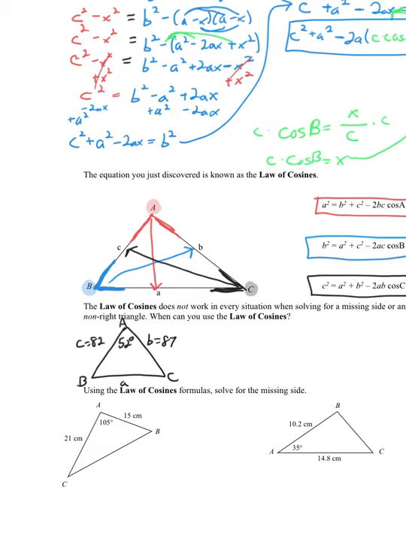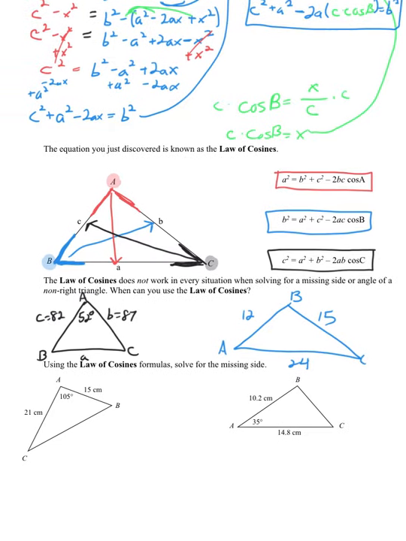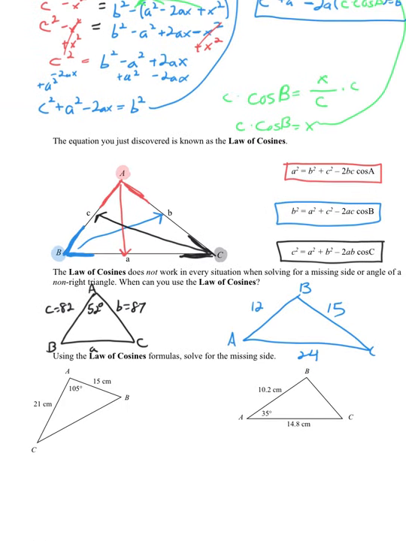Another situation where we'd use the law of cosines might be where I give you a triangle, let's say ABC like this, and I give you all the side lengths, let's say 12, 15, 24, something like that. That would be another situation where I would use the law of cosines, where I'm given three side lengths and I can find a missing angle. And we'll talk about that in a little bit, because right now all of these equations are set up to find missing side lengths. Okay.